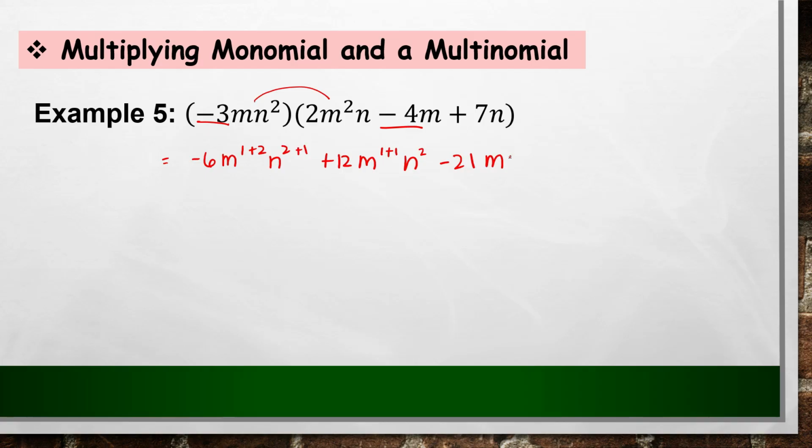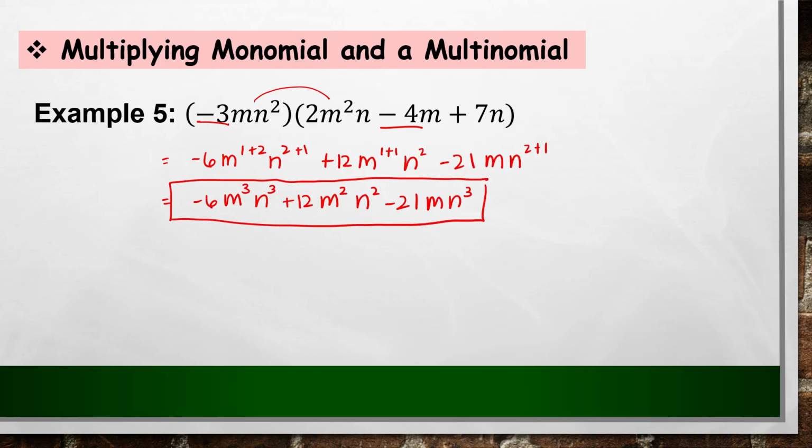M, n squared plus 1. So our final answer is negative 6 m raised to 3 n raised to 3 plus 12 m squared n squared minus 21 m n raised to 3.